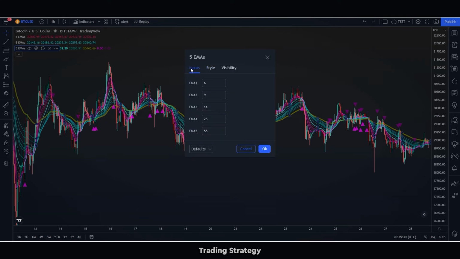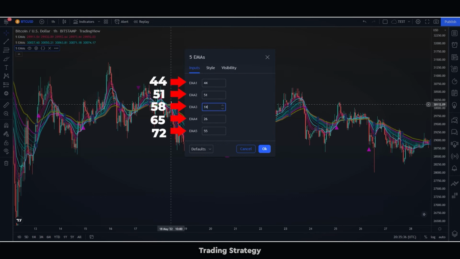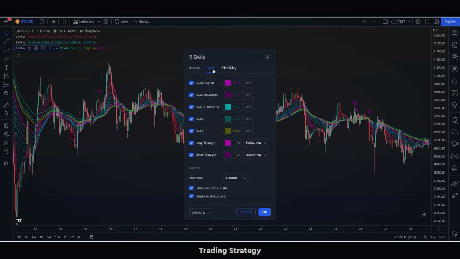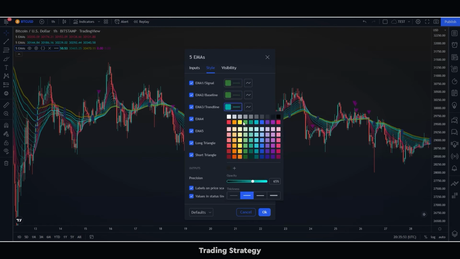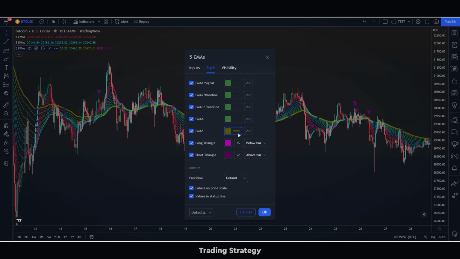Finally, to the last group of EMAs, we will put the following periods: 44, 51, 58, 65, and 72. We will change the color of all the EMAs to green, and we will leave the thickness to the minimum. We will also disable the triangles.